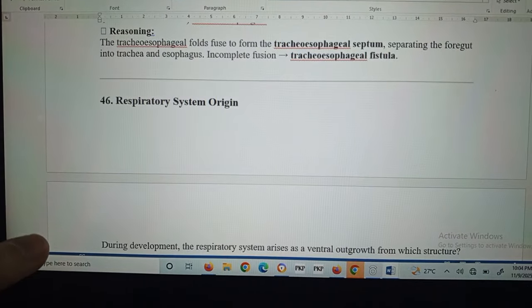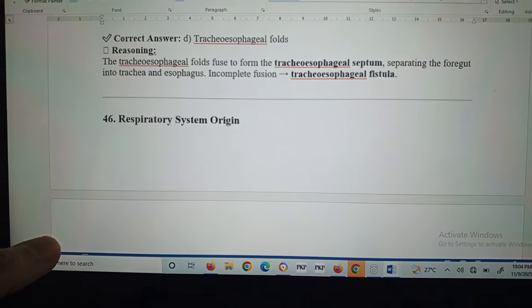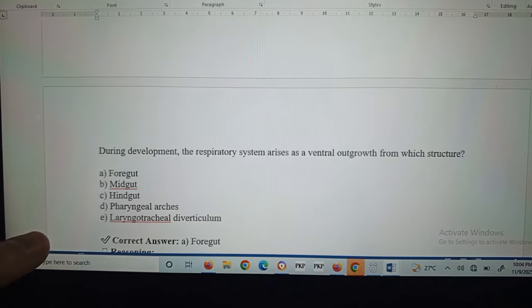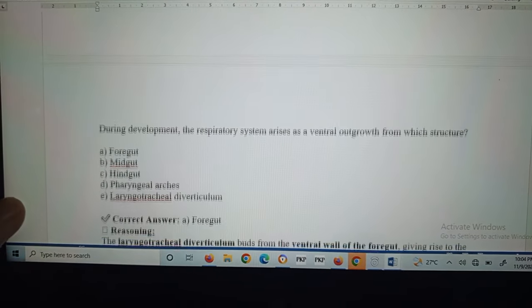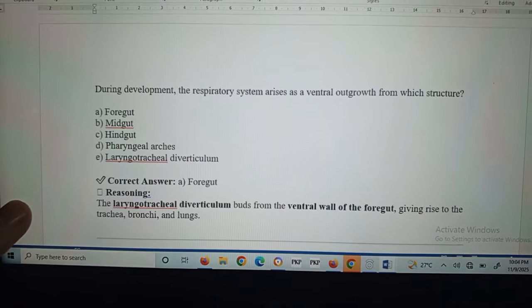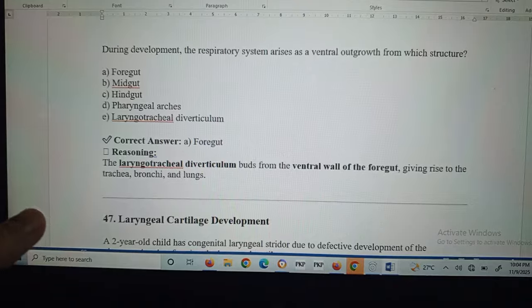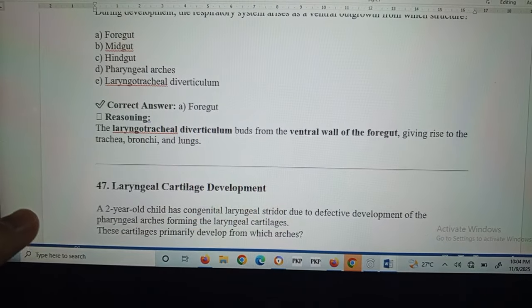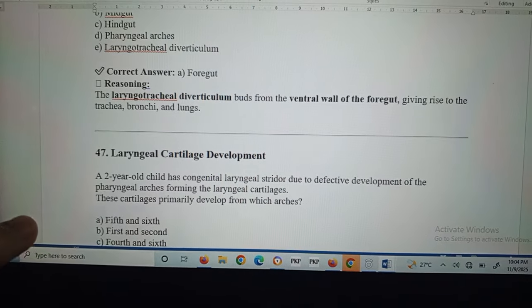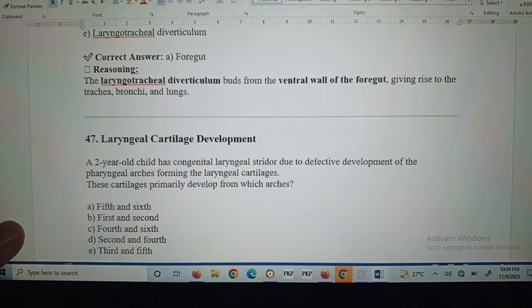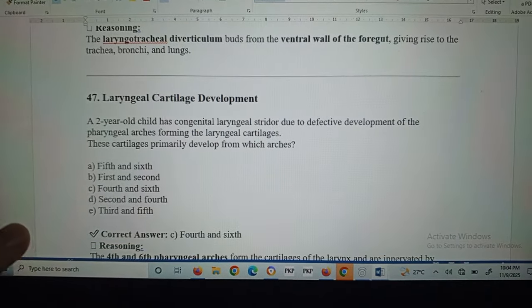Sometimes this question can be asked to you as a short answer question, so you are going to reply like this. Respiratory system origin. During development, the respiratory system arises as a ventral outgrowth. From which structure? It arises from the foregut. The laryngotracheal diverticulum bud forms from the ventral wall of the foregut, giving rise to the trachea, bronchi, and lungs.